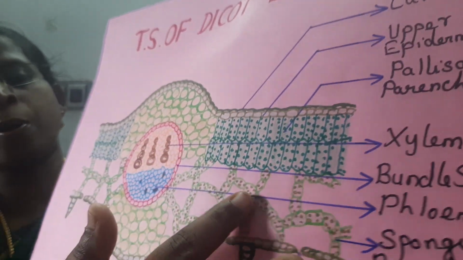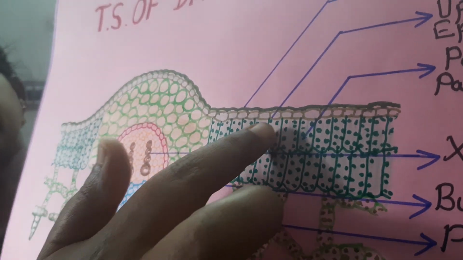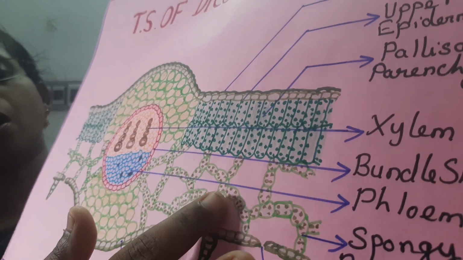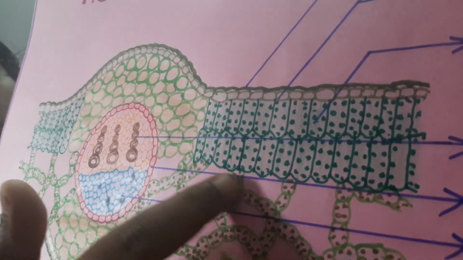Next, about spongy parenchyma. The spongy parenchyma lies just below the palisade parenchyma. It consists of oval or spherical cells which are irregularly arranged with large intercellular spaces.